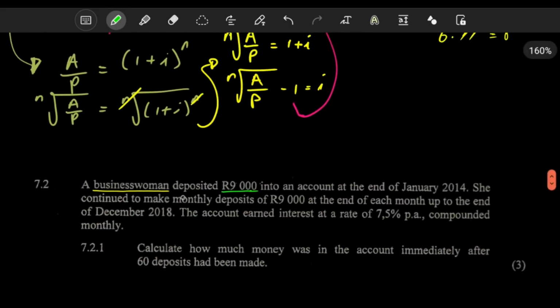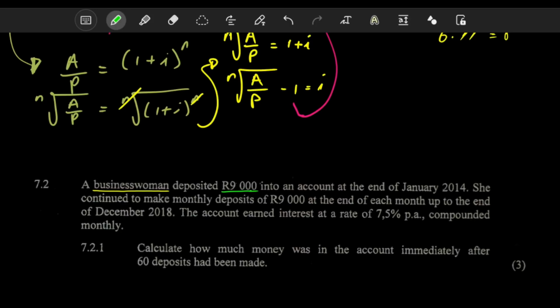So yeah, monthly deposits every month from January 2014 to December 2018. Okay, and then it says the account earned interest at a rate of 7.5% compounded monthly. Well, because this is compounded monthly, it's not so bad, I guess.